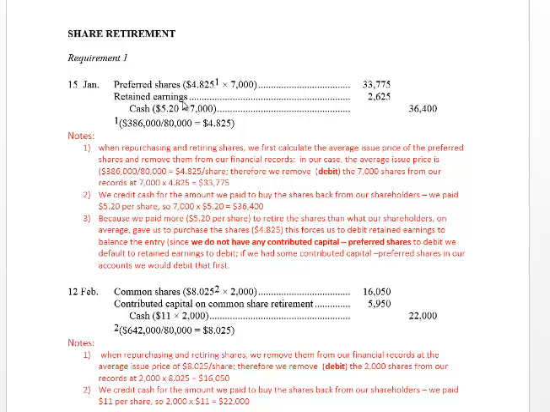In this case, you'll notice we debit retained earnings. If we had had any contributed capital on the preferred shares, we would have debited that first, but we don't have any in the equity section. We only have contributed capital on common share retirement, which we can't use because we're retiring preferred shares. So we need to debit retained earnings.